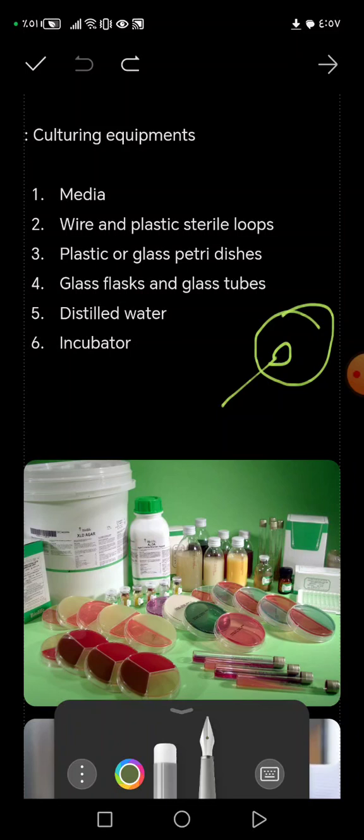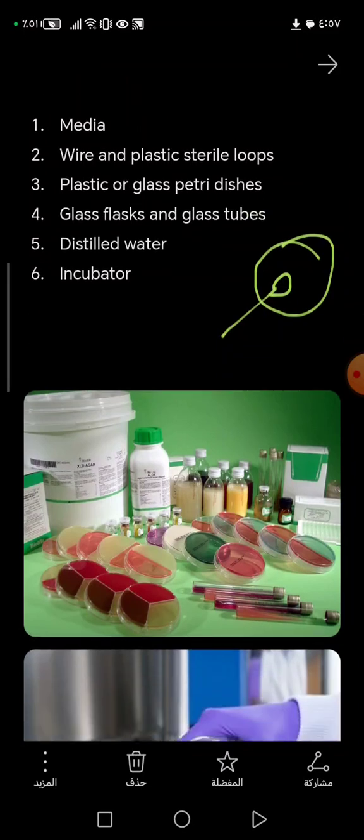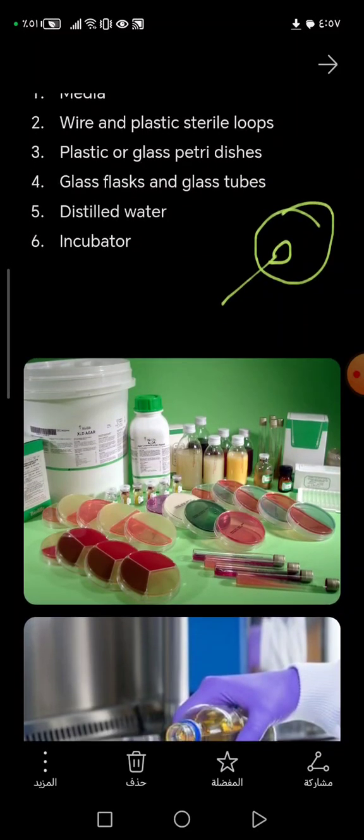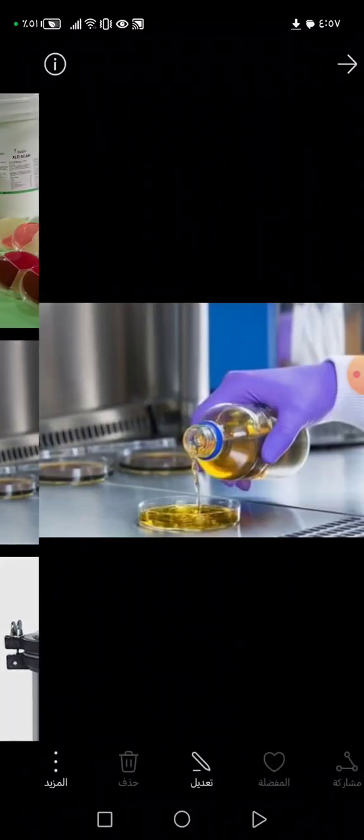We have two types. We have wire that you heat to sterilize it, and we have plastic sterile loops that you use one time and throw in a biohazard box. Here is the technique of pouring media. Pouring media should be in biosafety cabinets or near a Bunsen burner.